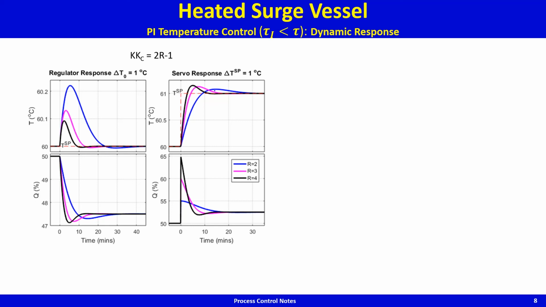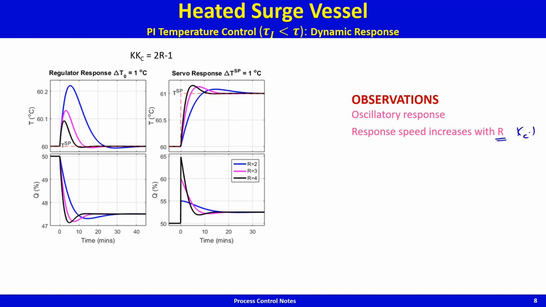And so the key observations are, there's an oscillatory response. Response speed increases with R because when R increases, Kc increases. Aggression in Q increases with R because when R increases, Kc increases, and the more Kc, the more aggressive the control. No steady state offset from temperature set point. You can see that the set point returns to 0 and the temperature goes to the new set point.